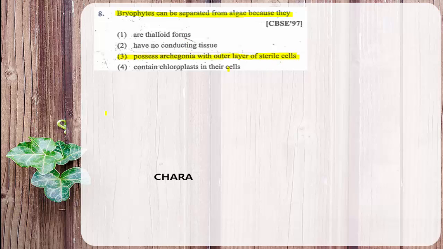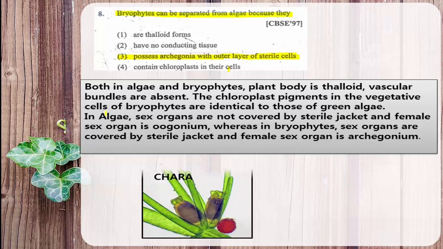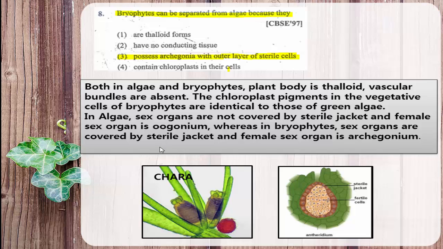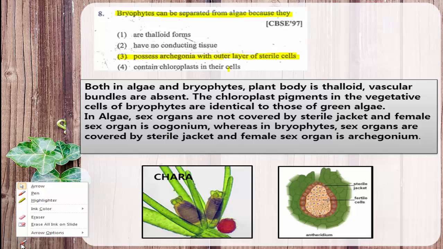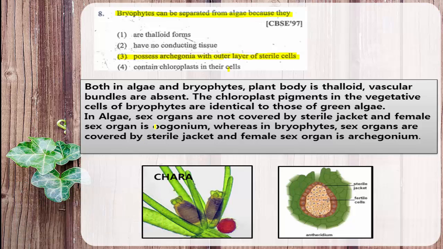So the bryophytes' female reproductive structure or female sex organ is called the archegonium, whereas in algae the female sex organ is called oogonium. In bryophytes, the sex organs are covered by a sterile jacket. For that, I have represented the antheridium, and the antheridium is surrounded by a sterile jacket. And the female sex organ in bryophytes is called archegonium.